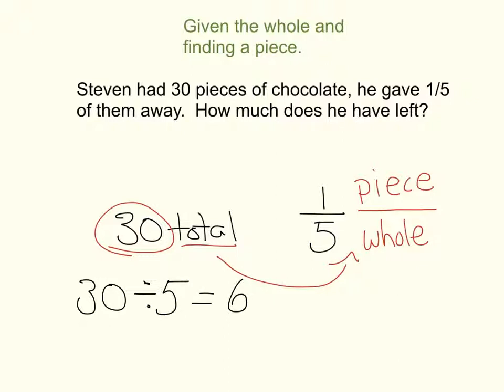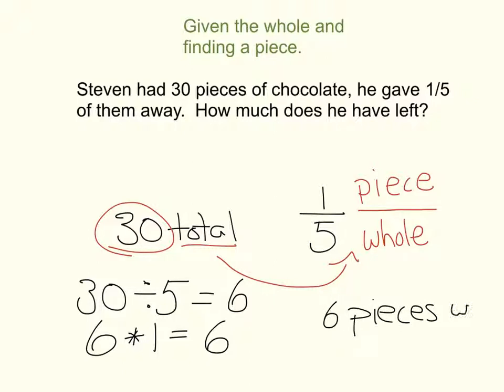to get 6. Then we use the other portion of the fraction second, and we do 6 times the numerator, and it remains as 6. Now in this case, we really didn't have to multiply by 1, but it's good to follow the same system. So in this case, 6 pieces were given away.